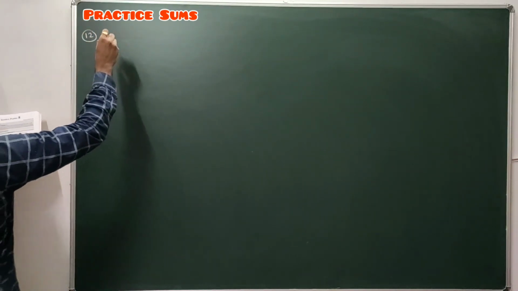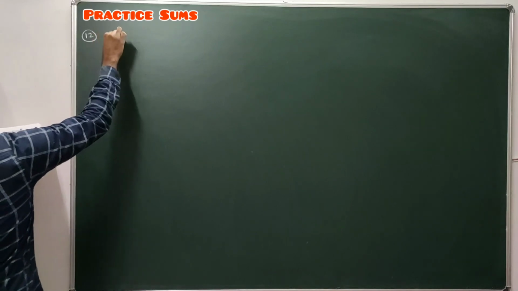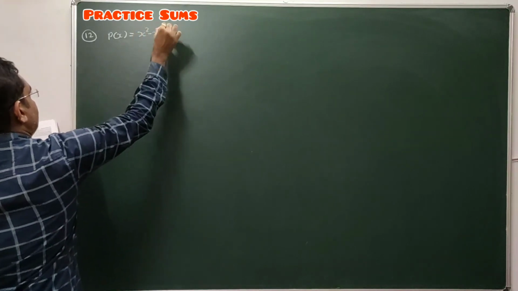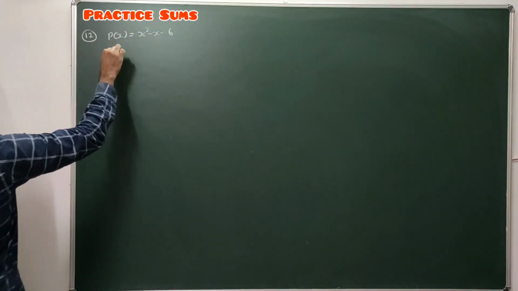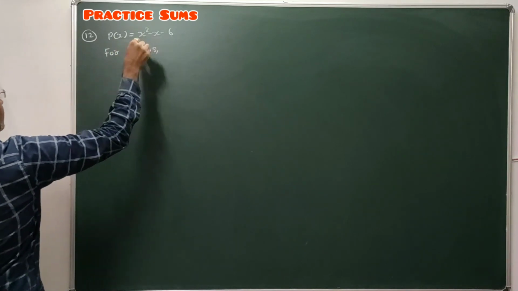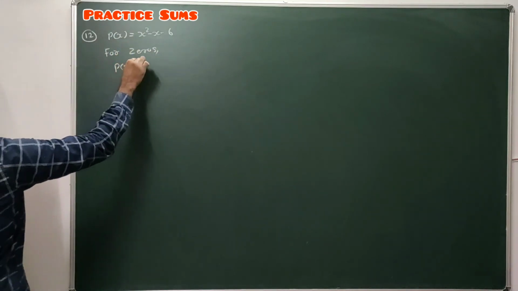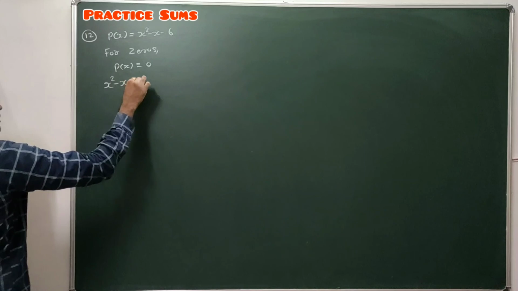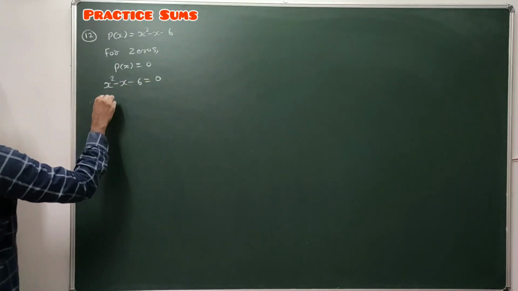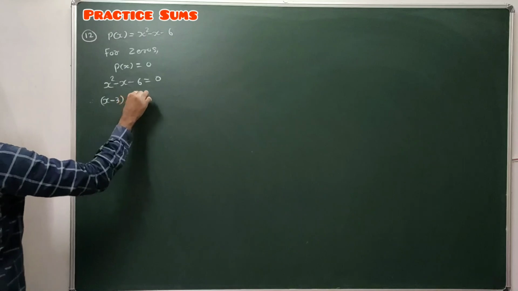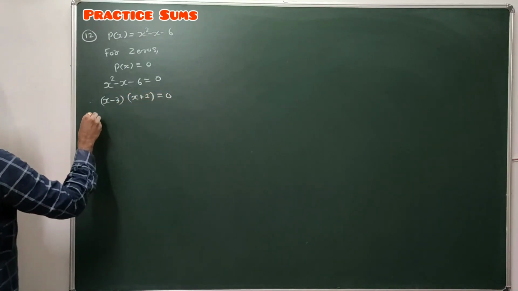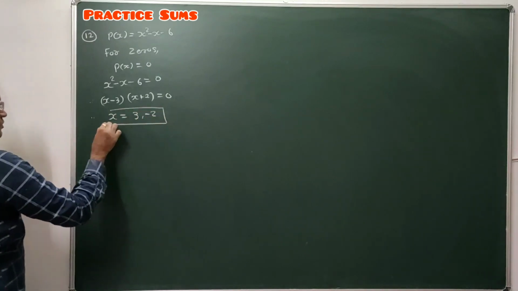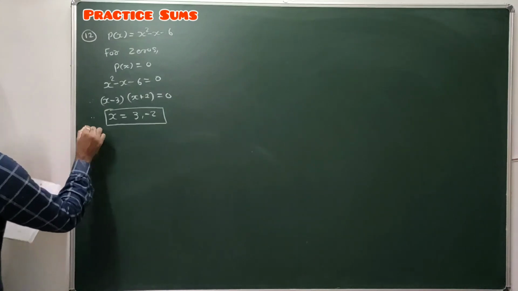Here a simple question is given: find the zero of the polynomial. Find the zero of polynomial p of x equal to x square minus x minus 6. So what you have to do? For zeros of polynomial, compare the given polynomial with 0 and find the value of x. So it's x square minus x minus 6 equal to 0. It's x minus 3, x plus 2 equal to 0, and hence two zeros are there, 3 and minus 2. So two zeros of the polynomial are 3 and minus 2.